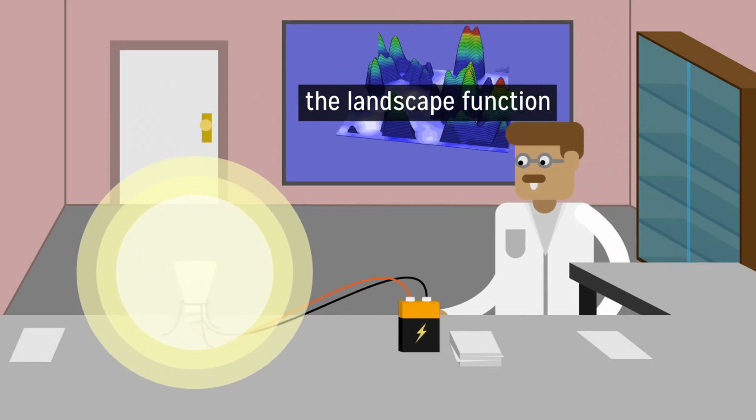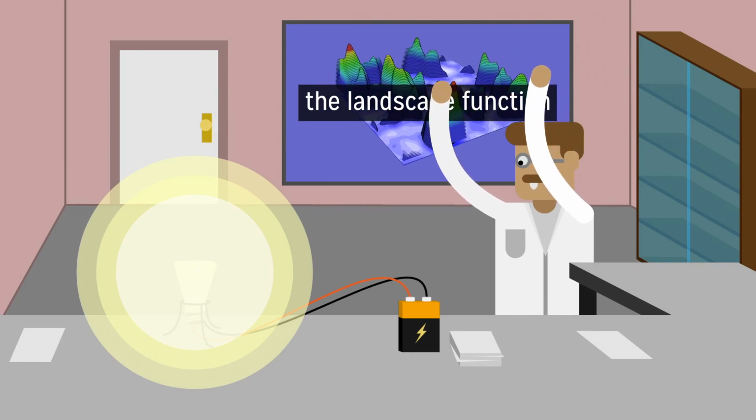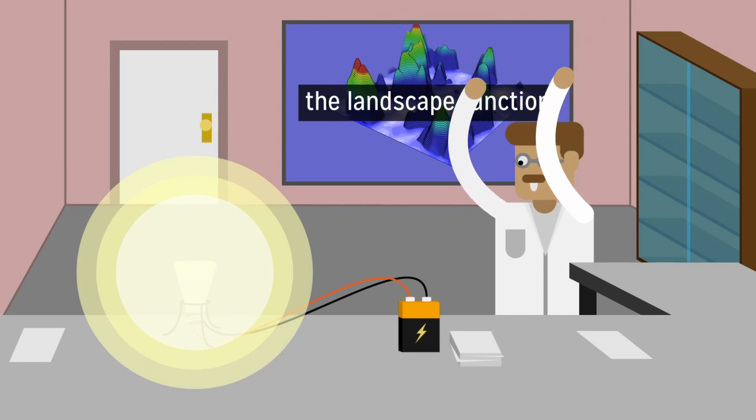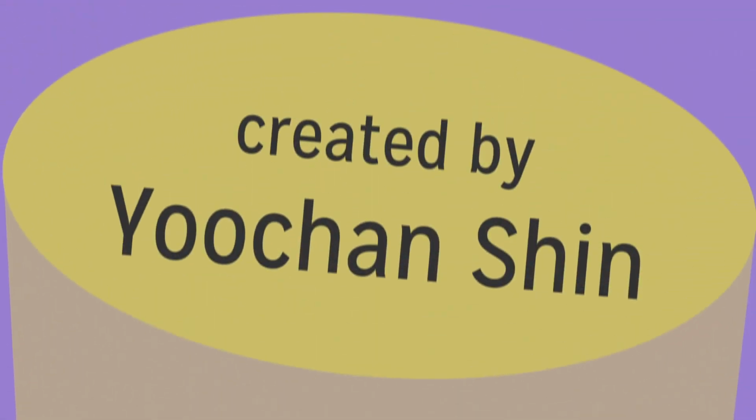Using the landscape function, engineers and physicists can now find and fix the faulty regions which waste energy and perhaps even decrease the energy loss to the theoretical minimum. Through the combined efforts of physics, mathematics, and engineering, we are one step closer to a brighter future.